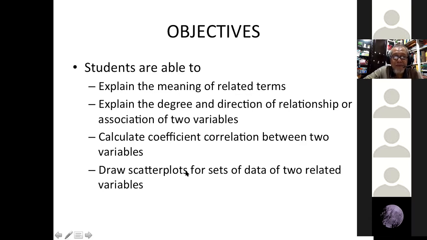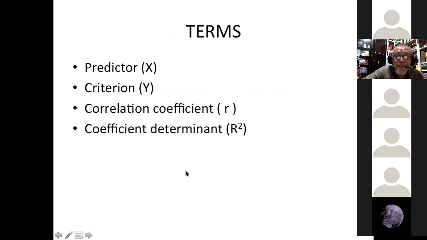So now we come to the first one, the terms. In correlational study, we will deal with at least two variables. We cannot do correlation without having at least two variables, variable X and variable Y, to be correlated. X is the independent variable. In correlational study, we call it predictor. And the dependent variable is the criterion variable.